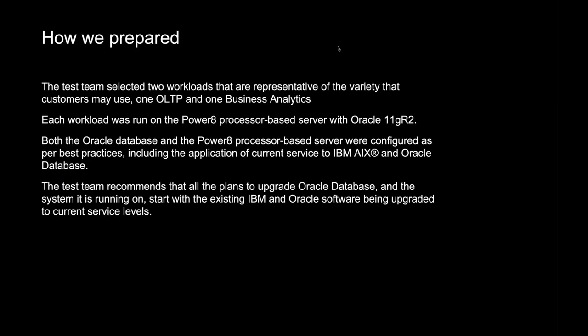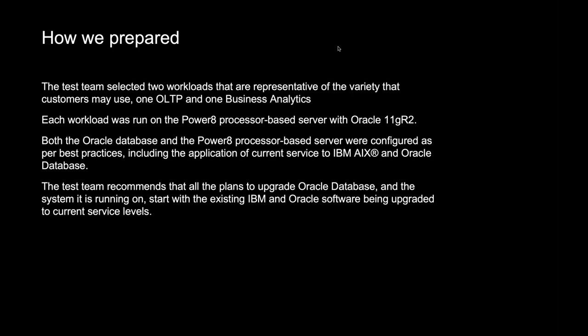So we selected two workloads that we had some experience with. One is OLTP, online transaction processing, and the other is a set of business analytics queries that we use in other testing. What we did is we ran each one of those workload sets on a Power 8 system. That's a 2-generation old system, one that many customers are still using, and indeed many of those customers might be using those on 11GR2. So we also selected 11GR2 as the older database version. We started out by running the workload on that machine. We cranked up those machines to have full utilization, and we configured them as best practices.